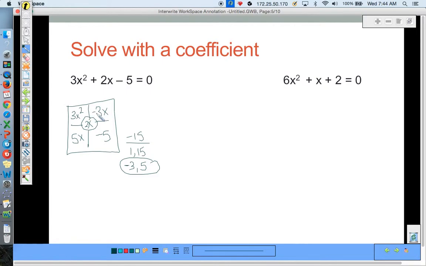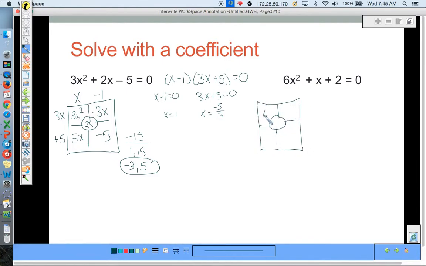So now let's look at the first row. It's not just going to be x and x. What can we factor out of this first row? Well, we can factor out a 3x. So 3x and x. 3x times what gives you negative 3? Well, minus 1. x times what gives you 5? Positive 5. So we have x minus 1 times 3x plus 5 equals 0. And then set each parenthesis equal to 0 and solve. So we have x equals 1 and x equals, let's see, minus 5 divided by 3. So why don't you pause the video and try this next one.